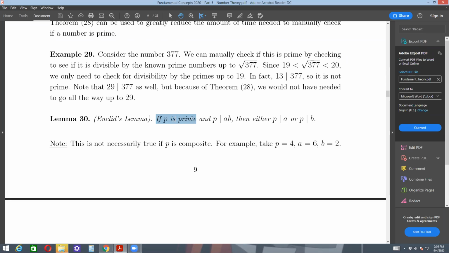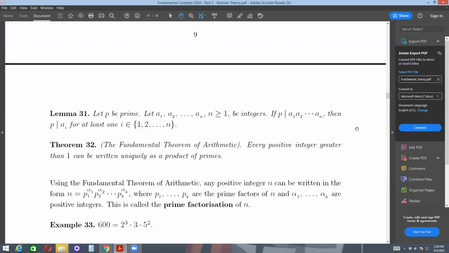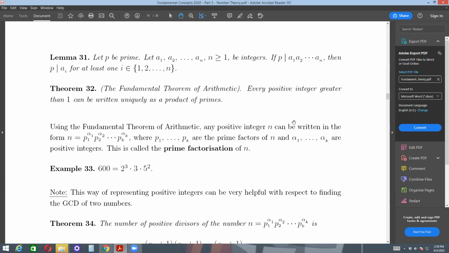Euclid's lemma: if P is prime and P divides a product of two numbers, then either P divides one or P divides the other. This is one where, again, you have to be careful. If P is composite, this does not hold, right? So if you take P is 4, A is 6, and B is 2, then 4 divides 12, but 4 doesn't divide 6 and it doesn't divide 2. So be careful with that. Only if P is prime can you make this statement. And you can extend this to any number of numbers. If P divides A, B, C, then P has to divide one of them. All right, that's the extension there.